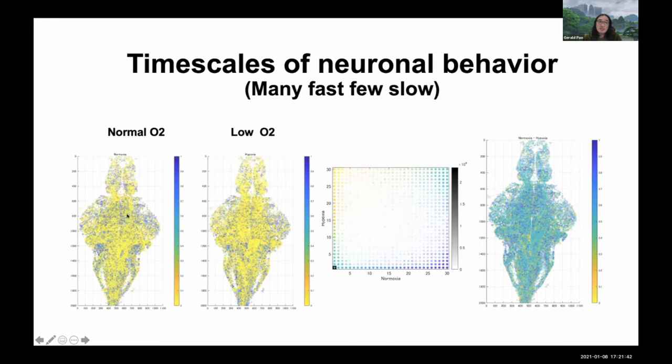You can actually see that they're scattered all over the brain. There are these slow neurons, as I call them, but the vast majority are these fast neurons. The brain is basically working at multiple timescales and not just one.